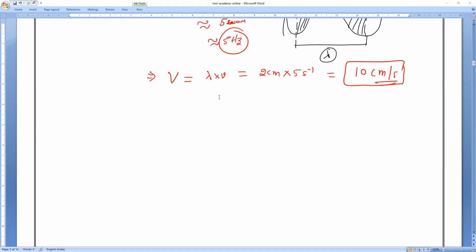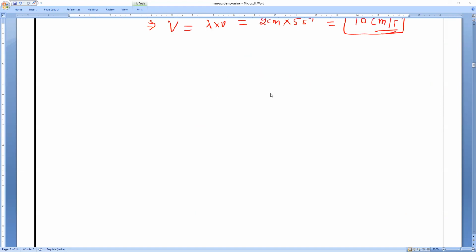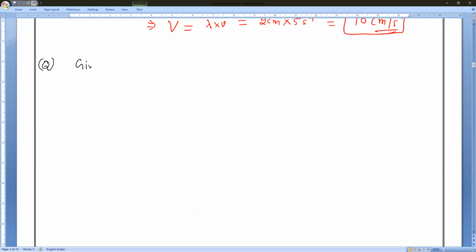Given that sound travels in air at 340 meters per second, find the wavelength of the waves.